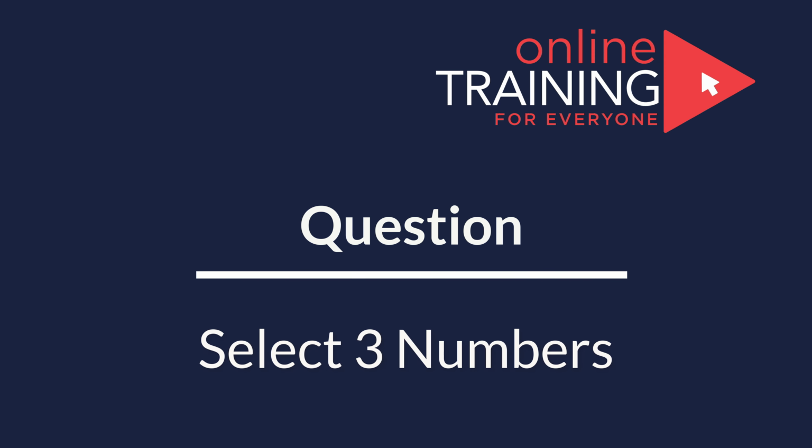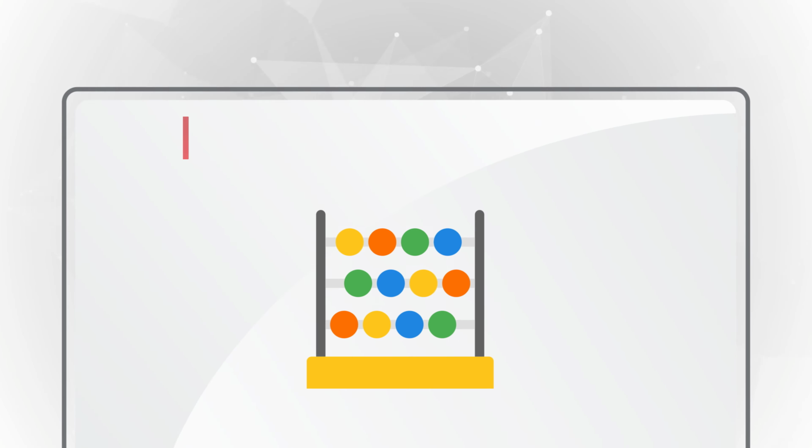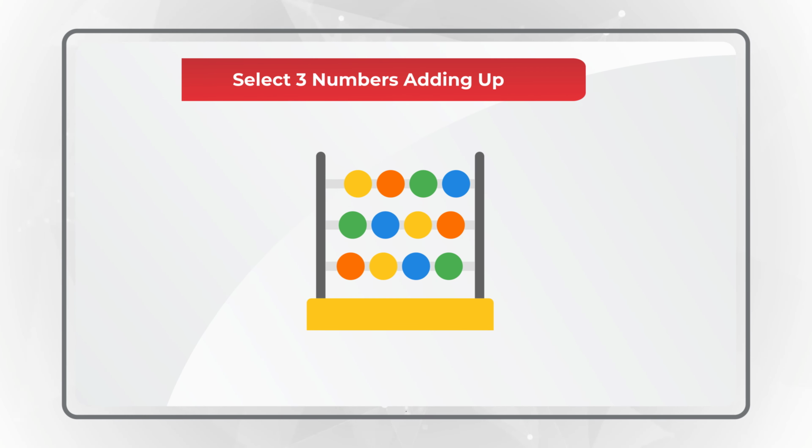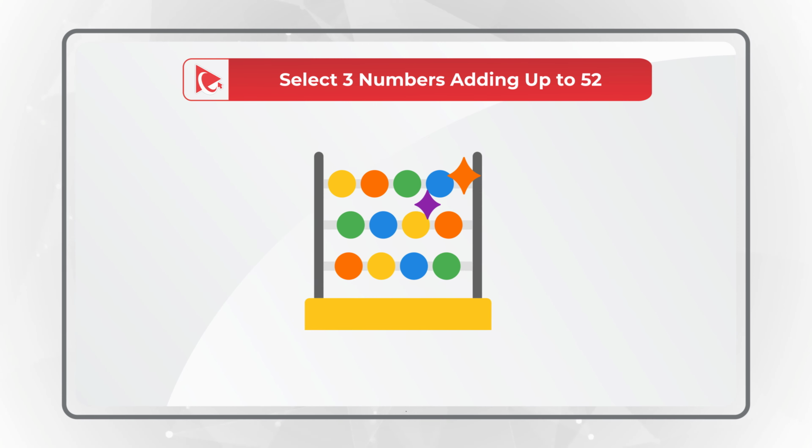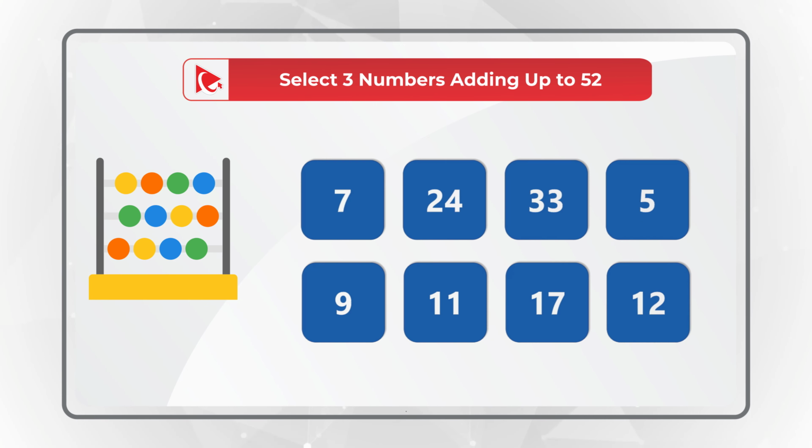And now let's continue and get you ready for the test. Here's an unusual question, but we're starting to see it on the test more and more often. You need to select 3 numbers which add up to 52. And there are 8 choices to select 3 numbers. You have numbers 7, 24, 33, 5, 9, 11, 17, and 12 presented for selection.